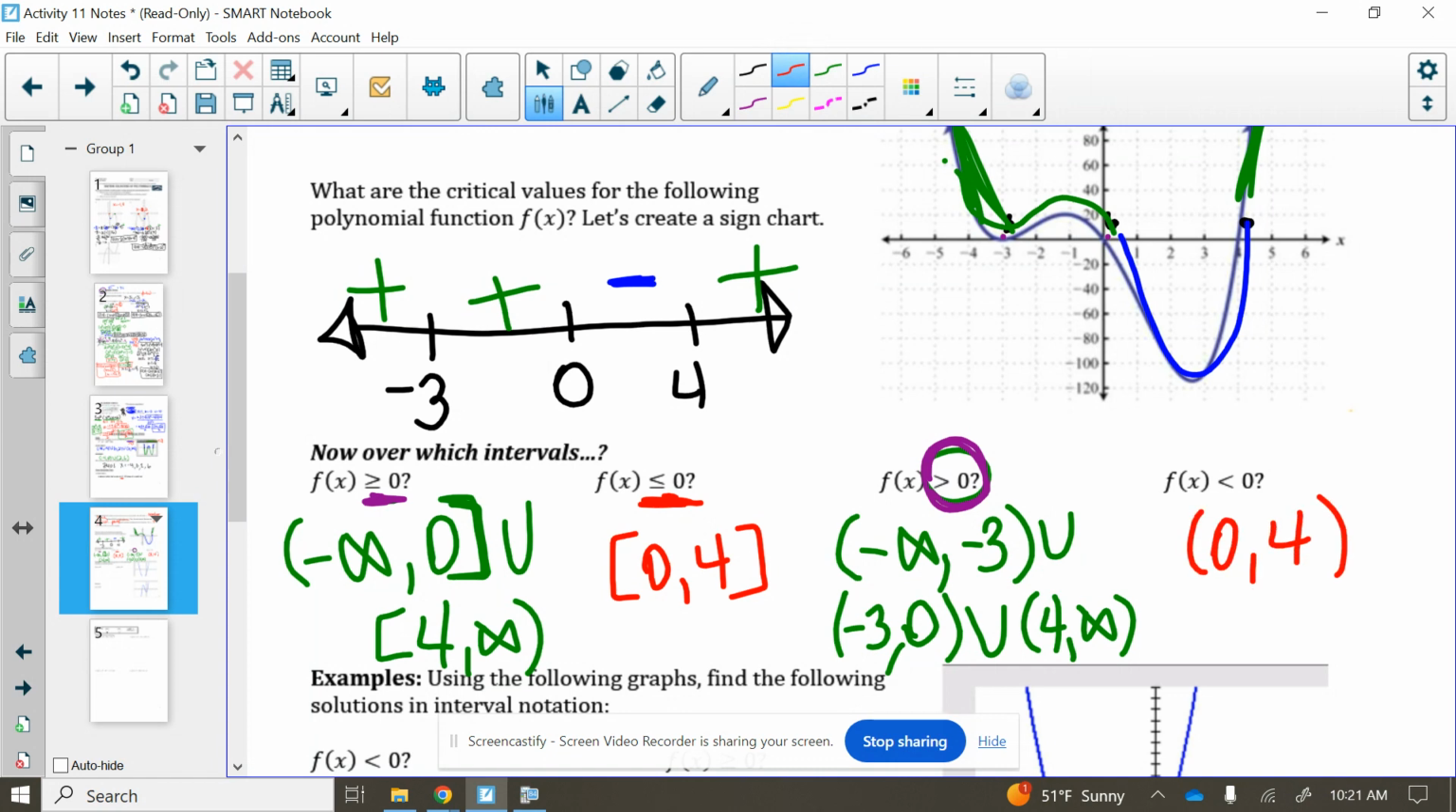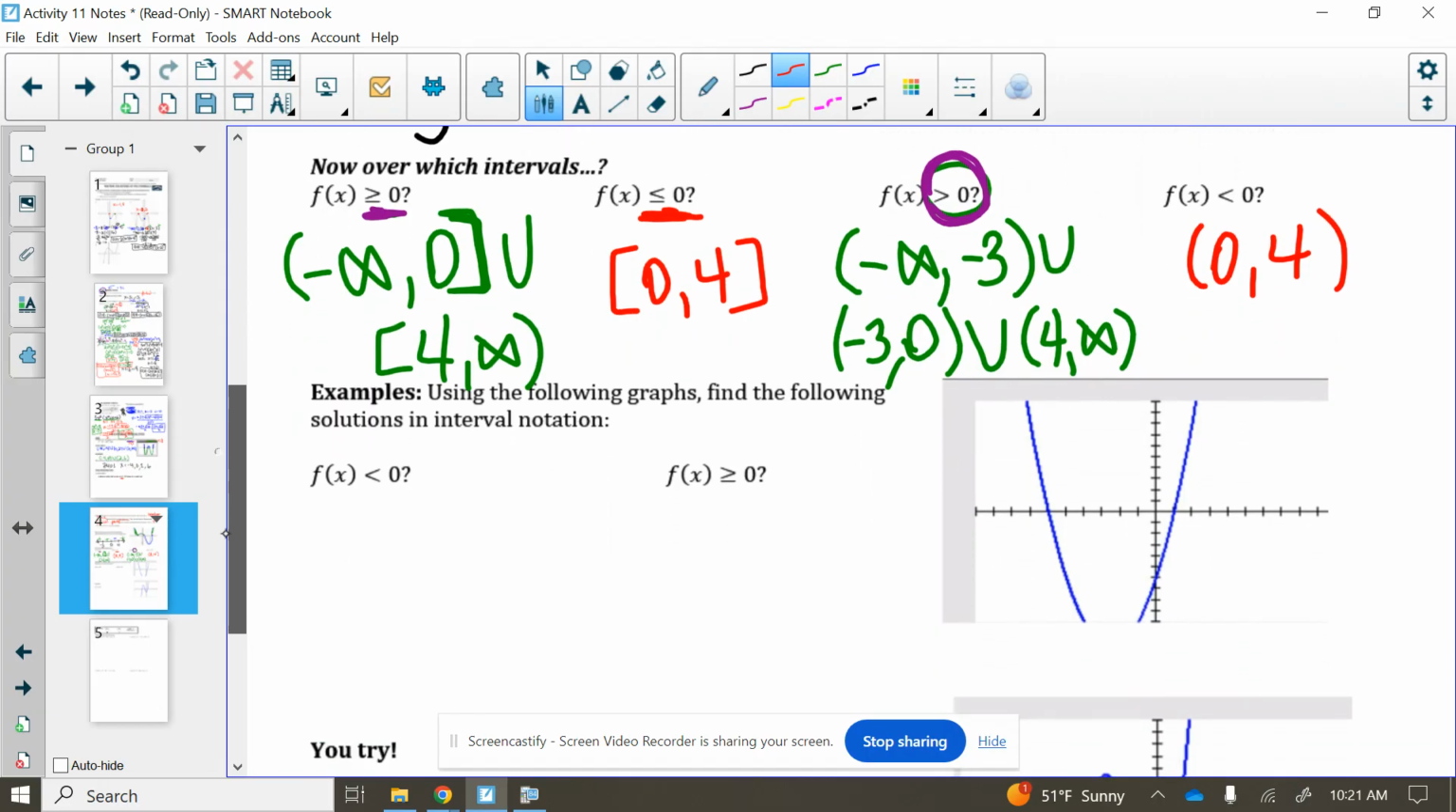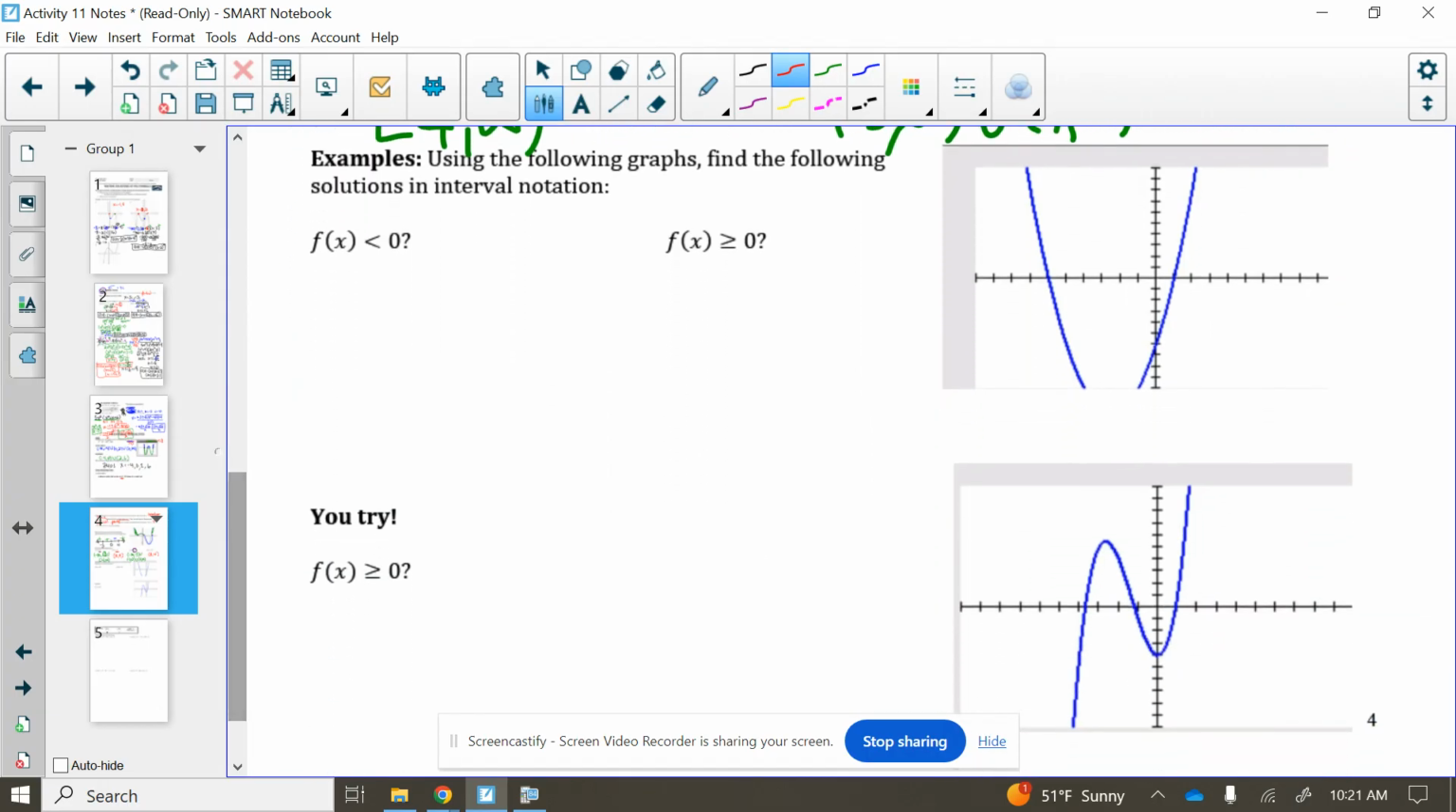Now, less than 0, not including 0, is again 0 to 4. This one was only changed up because we aren't including the zeros, so they just changed to parentheses versus brackets. So again, if we look at some of these pictures, we want to say, okay, where is this particular graph less than 0, aka below 0, and we're not including 0 this time.